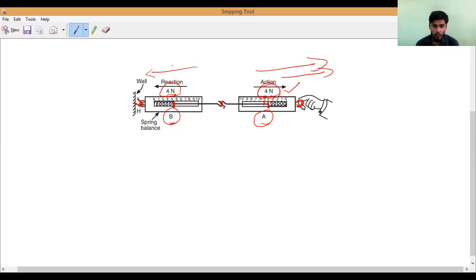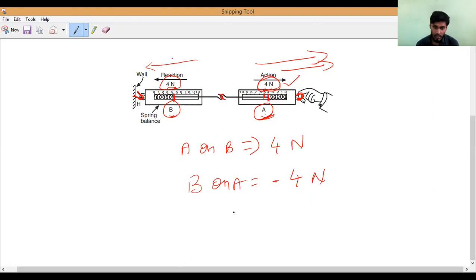So from this picture you may observe the force exerted by A on B is equal to what? 4 newtons. In the same way, the force exerted by B on A is also 4 newtons, in the opposite direction. So you can see that both coincide: 4 newtons. Every action is equal to minus reaction. Action is equal to minus reaction. This is 4 newtons and this is minus 4 Newton.